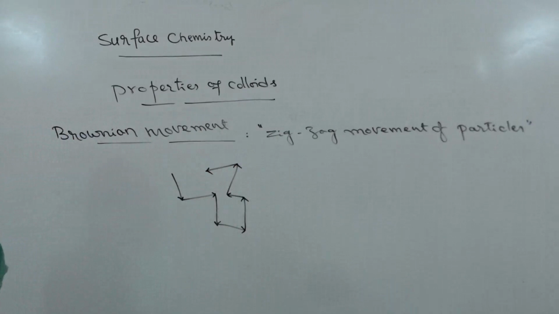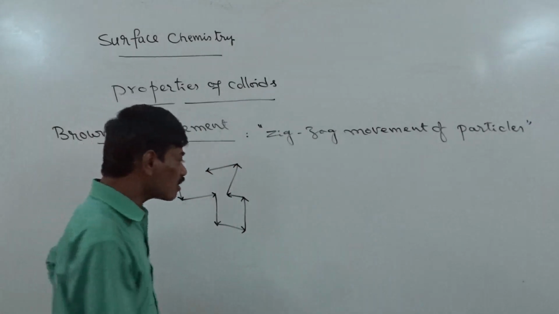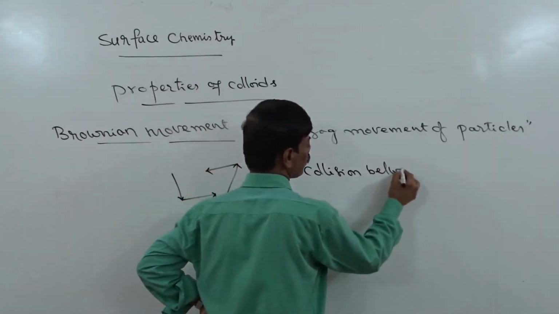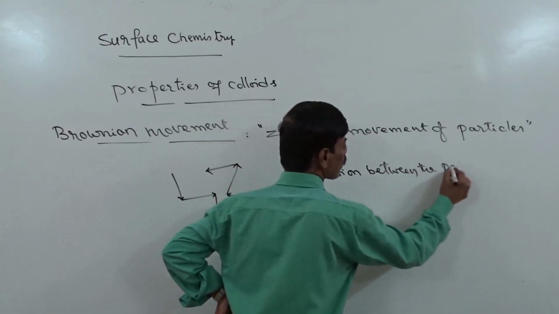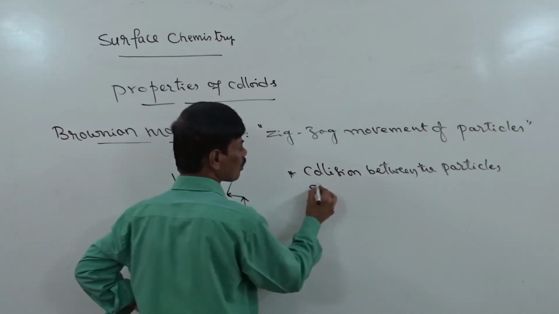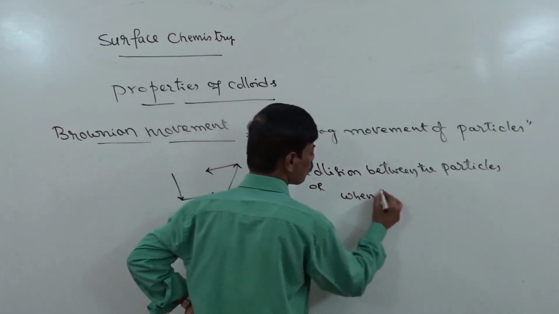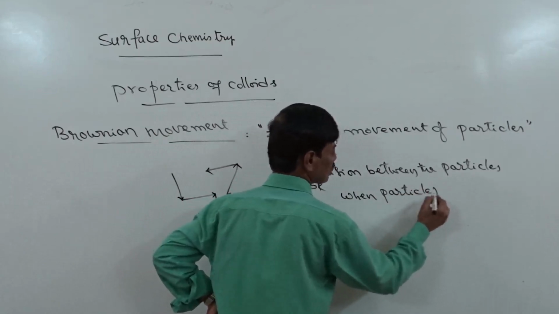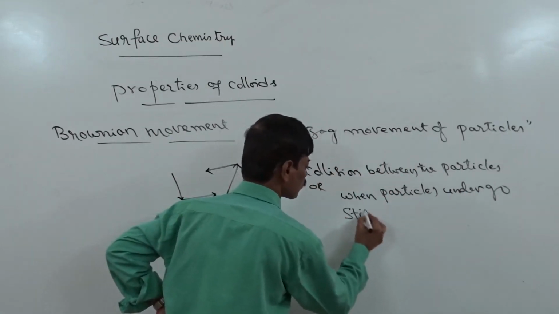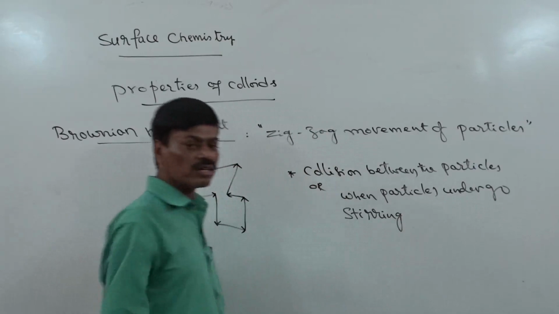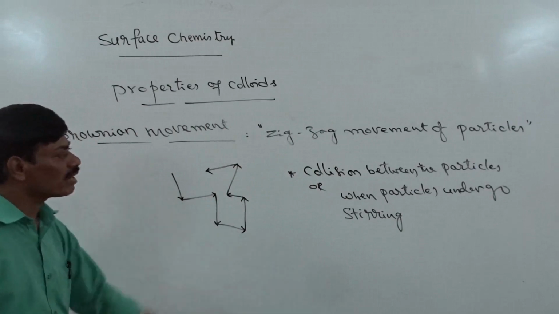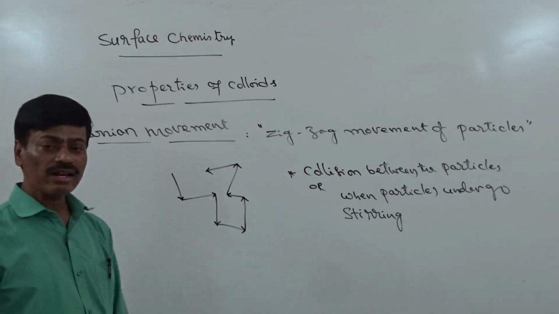So this is called zigzag movement, and this zigzag movement is because of the collisions between the particles, right? Or when particles undergo stirring, then also this Brownian movement is exhibited. So that's about Brownian movement exhibited by the particles of colloidal solution.